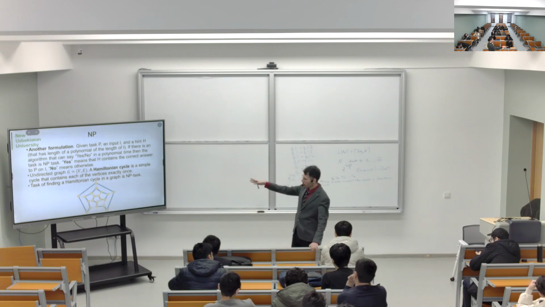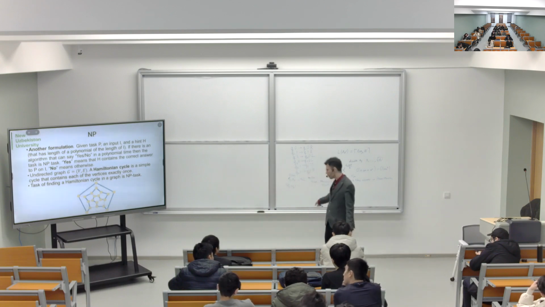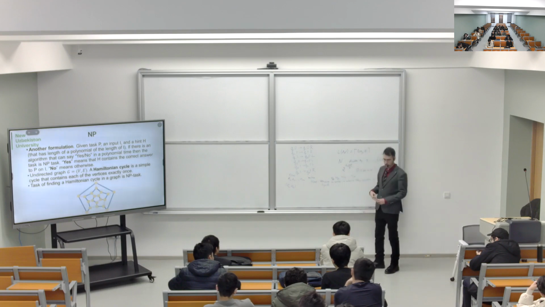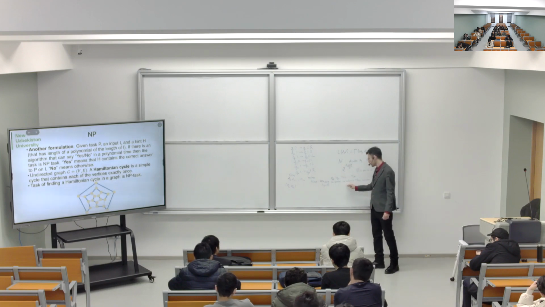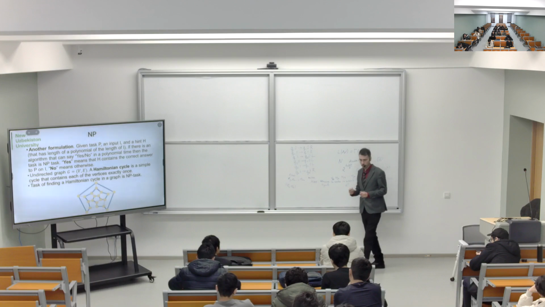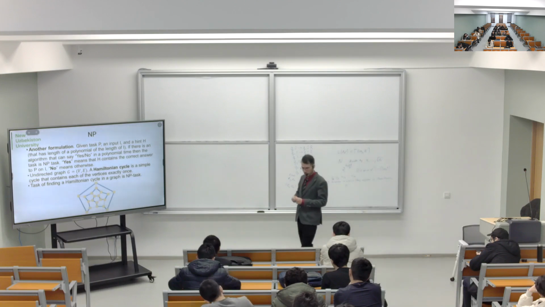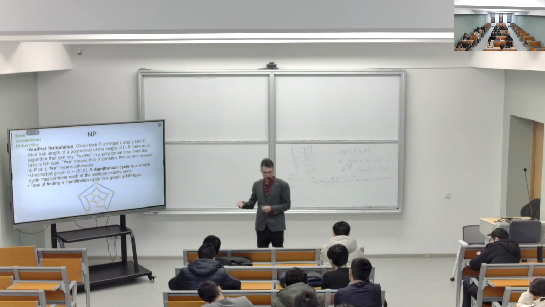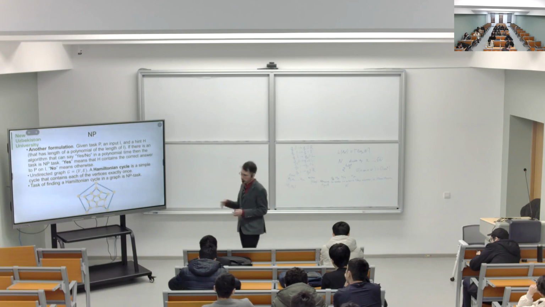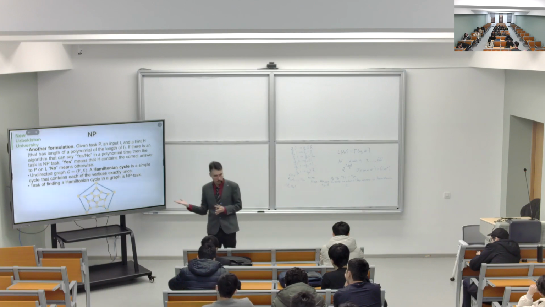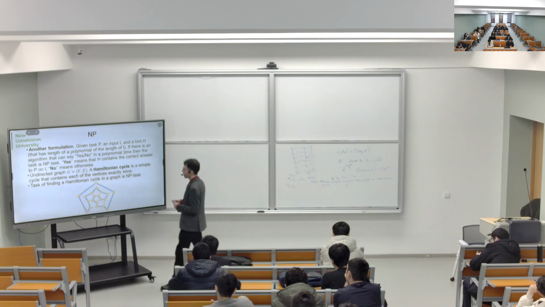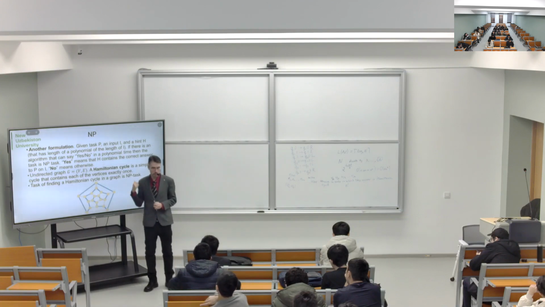Because the number of orderings, if we have n vertices, is n factorial. So the baseline algorithm, the brute force algorithm, is not even exponential. It is a factorial algorithm. But it is still not deterministic polynomial. Okay. Do we have any questions on Hamiltonian cycle?